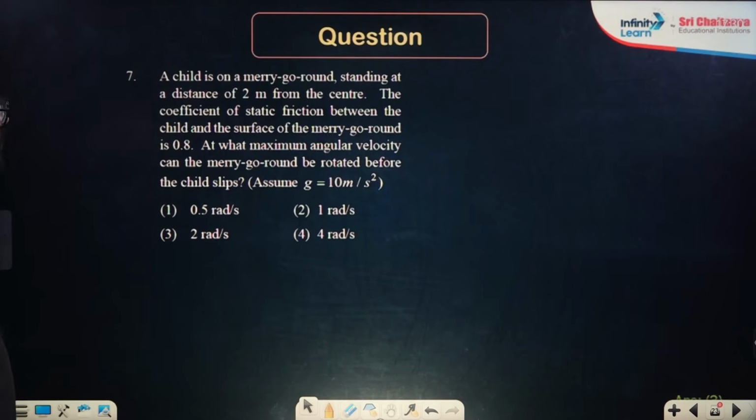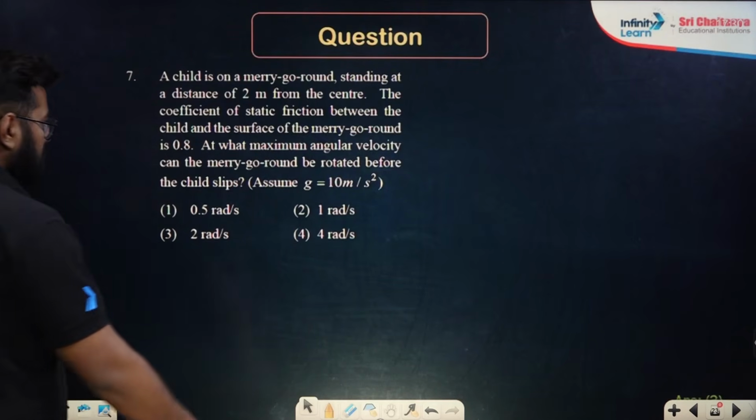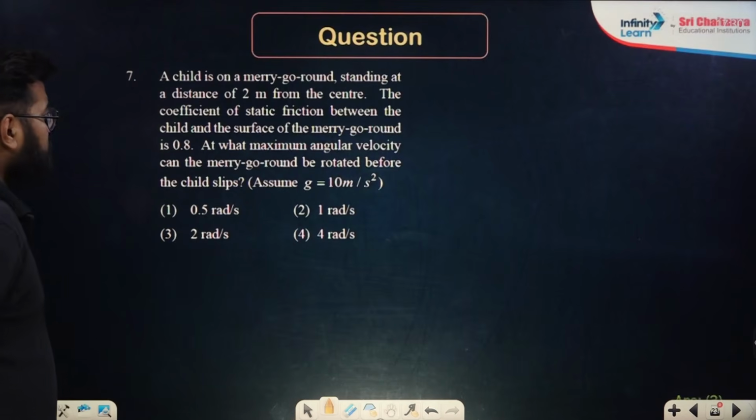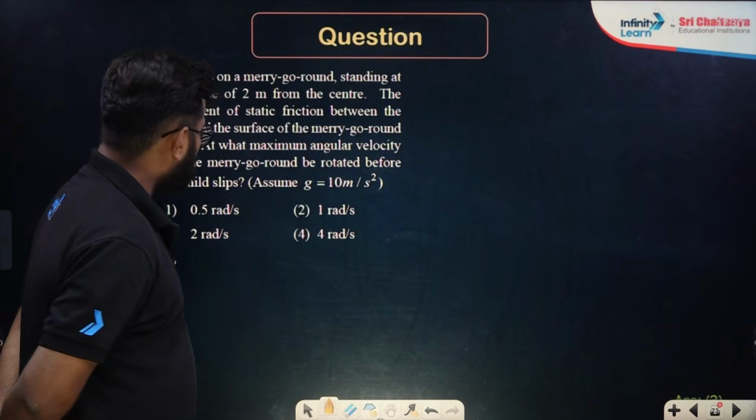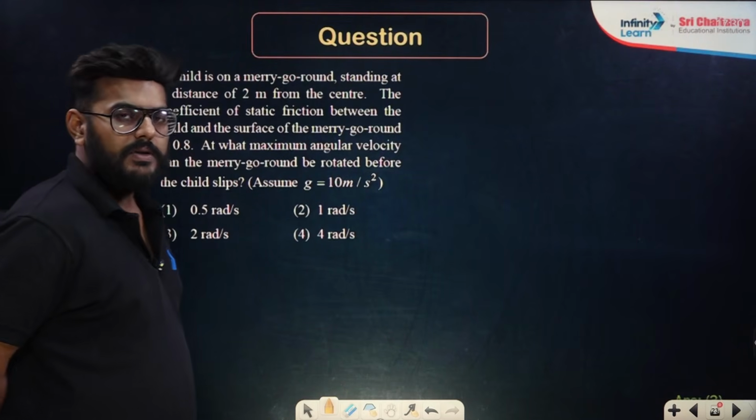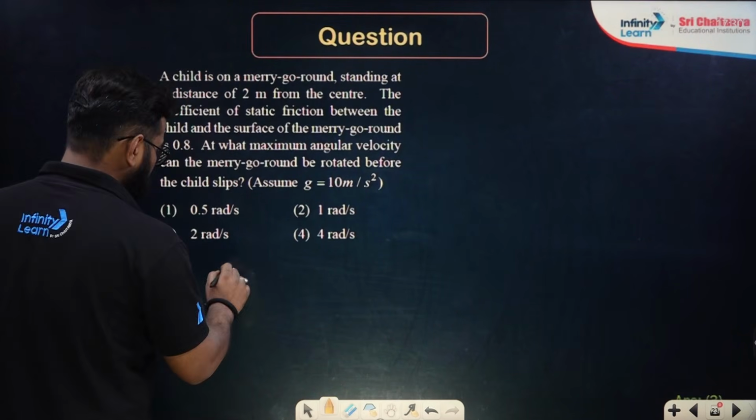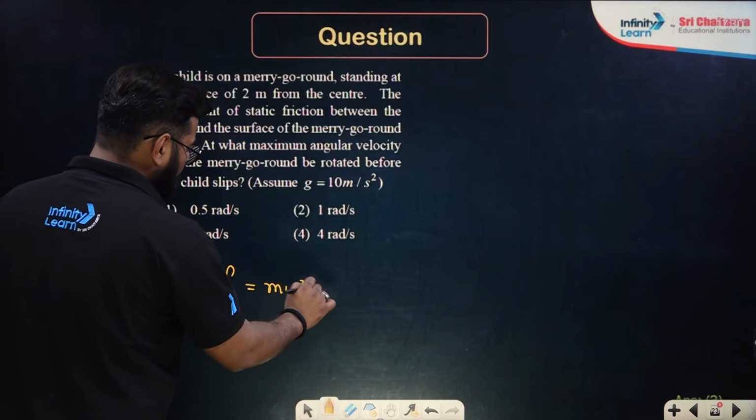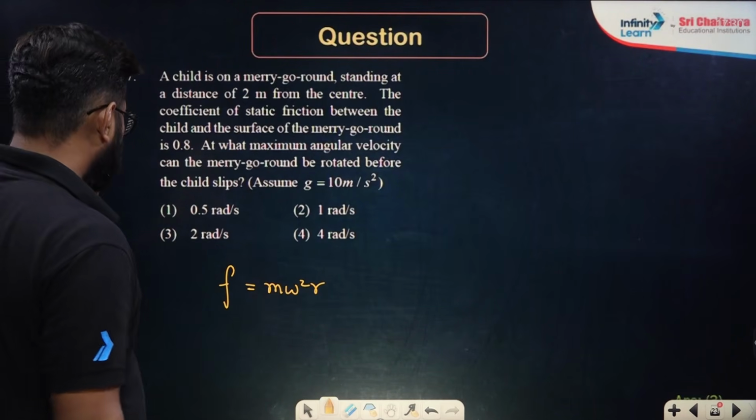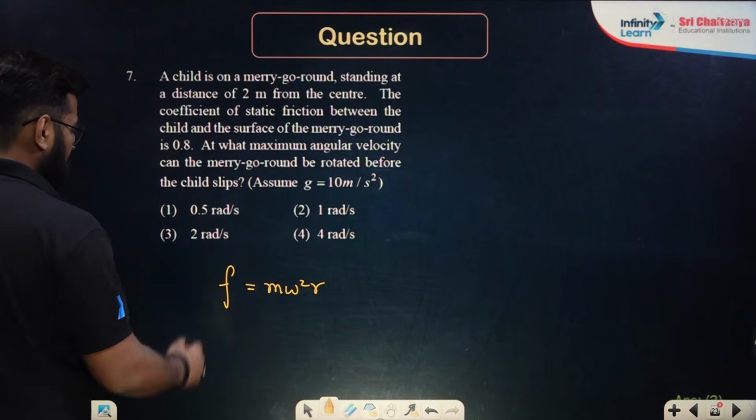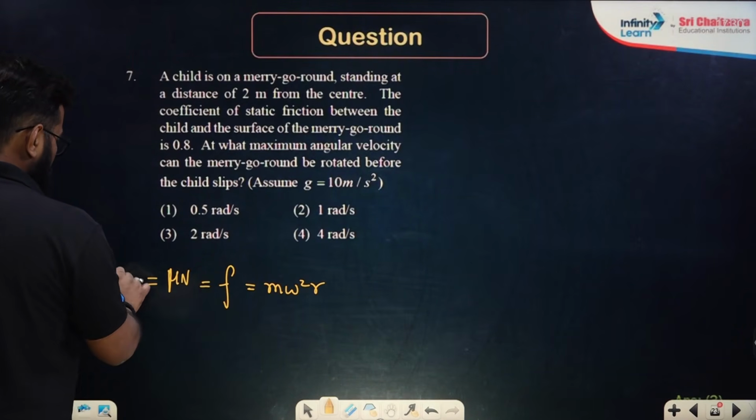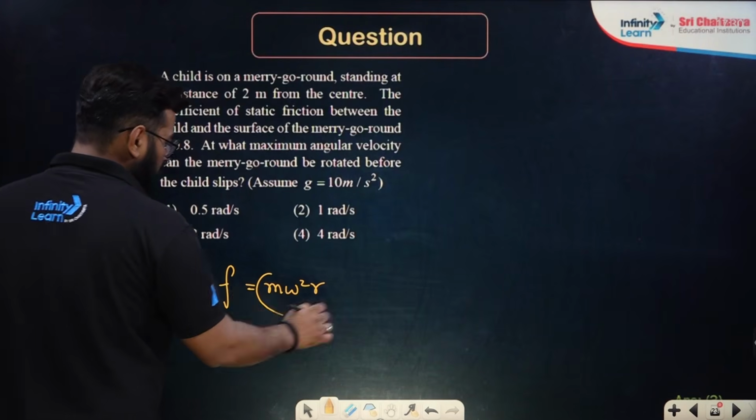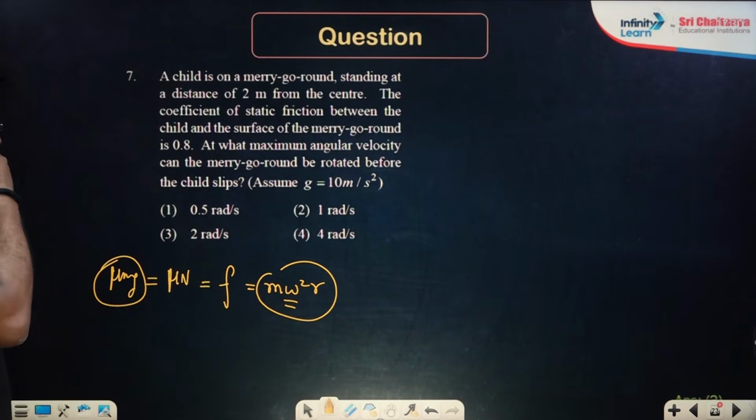A child is on a merry-go-round standing at a distance of 2 meters from the center. The coefficient of static friction between the child and the surface of the merry-go-round is 0.8. At what maximum angular velocity can the merry-go-round be rotated before the child slips? Simple problem over here. The maximum value of friction has to be m omega square r. The friction will be equal to mu times normal. Normal over here will be mg. So using this and this, you will be able to find out the maximum value of the angular velocity.